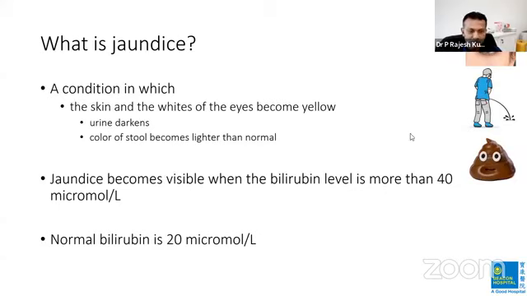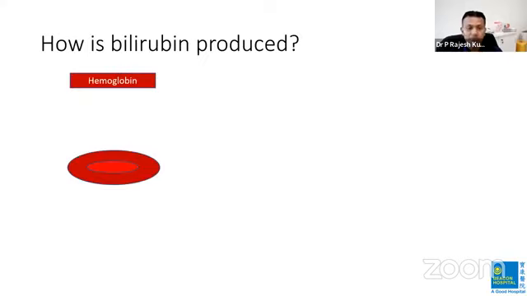By definition, jaundice is when the bilirubin is more than 40. The normal bilirubin in our blood is 20. So jaundice is caused by high bilirubin. So the next question is, what is bilirubin? That's what you guys are wondering, right? Okay, now we know what jaundice means. We know the definition of it. Now let's look at what this whole thing is all about.